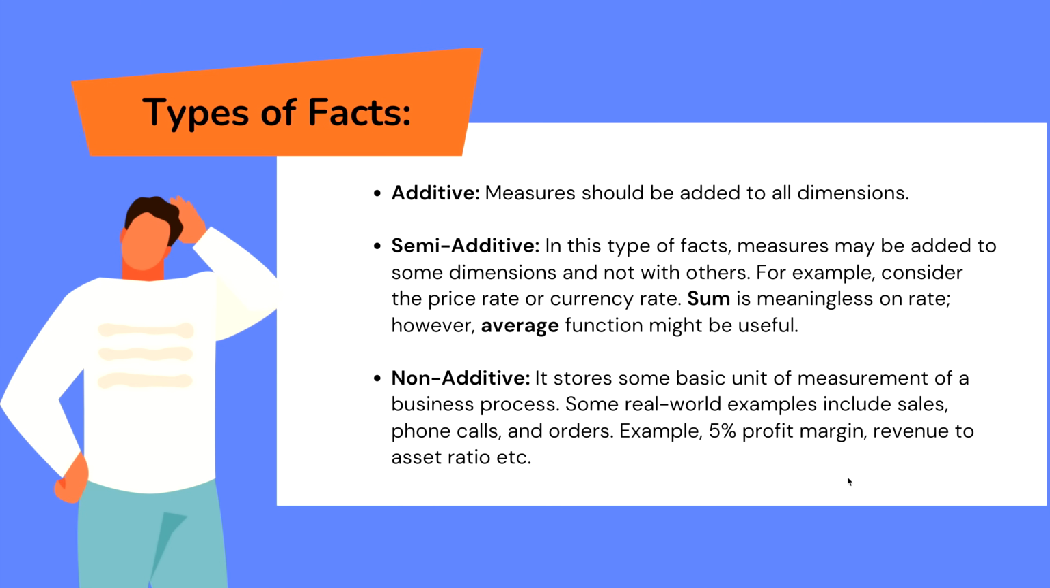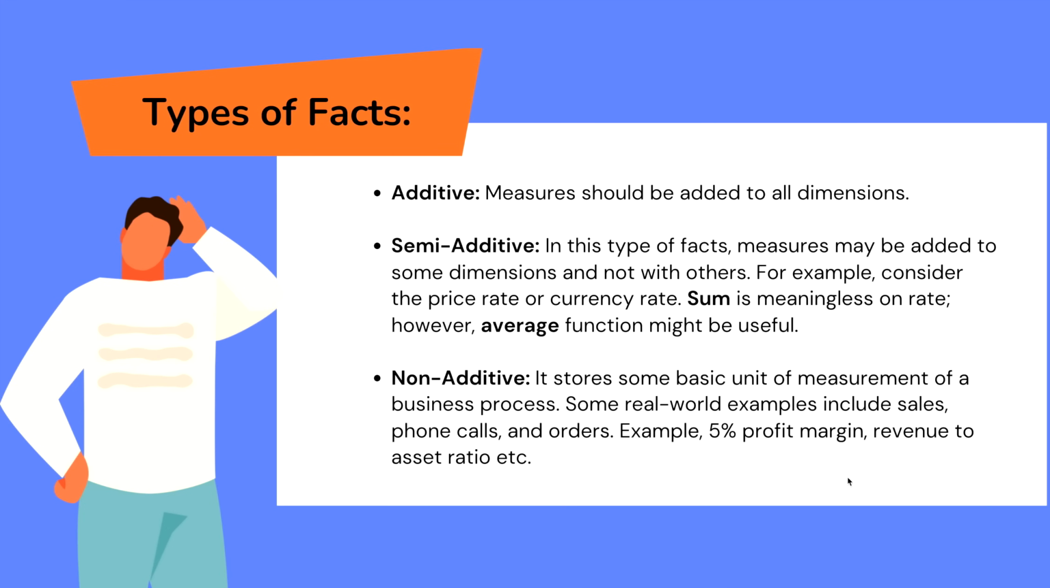You can apply max, mean, percentage, average, or sum, etc. Everything on that. Semi-additive measures. In this type of facts, measures may be added to some dimensions and not with others. For example, consider the price or currency rate. Sum is meaningless on rate. However, average function might be useful.